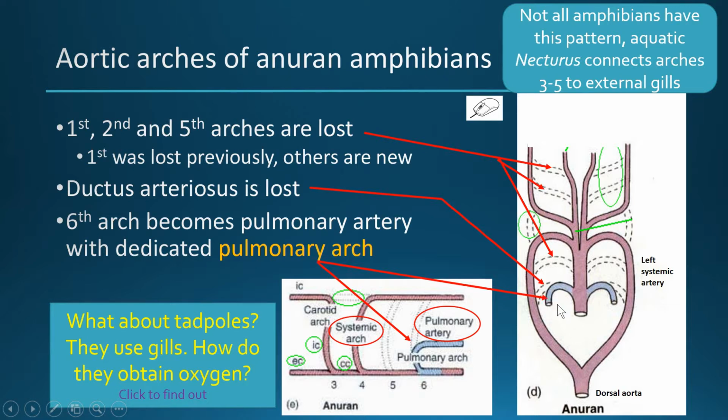Since this ductus arteriosus is gone, they can only go to pulmonaries now. It doesn't have anywhere else. So this becomes a dedicated pulmonary artery with a dedicated pulmonary arch. Something kind of fun, what about tadpoles? How do they use their gills?